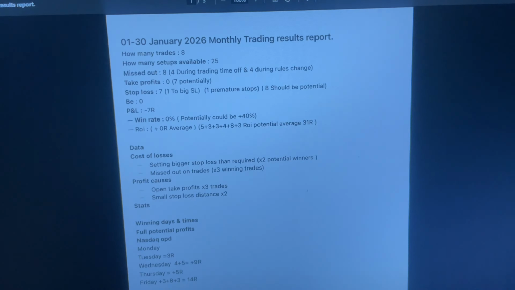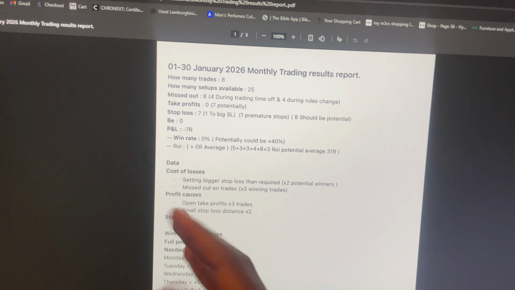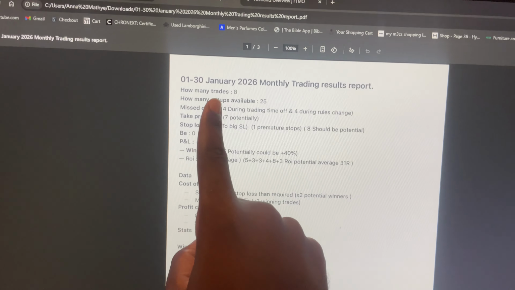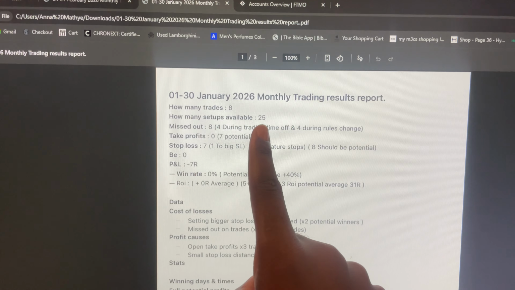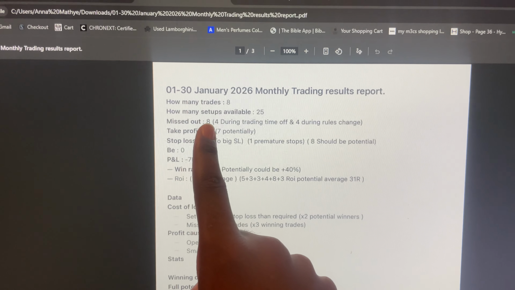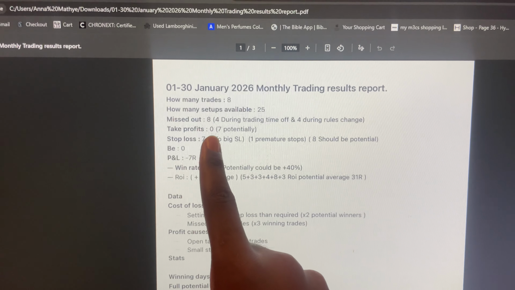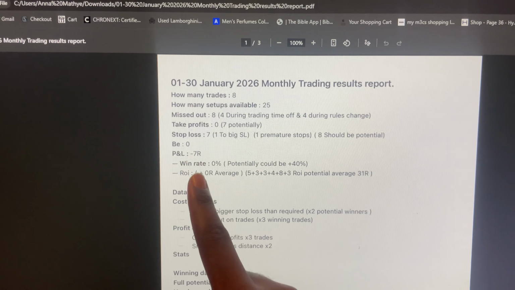First, let's speak about my trading results, January, and here they are. So I'm showing you my report. I usually do a trading results report monthly, saying this is the amount of trades I took, this is how many setups were available, this is how much I missed out on, and so on.